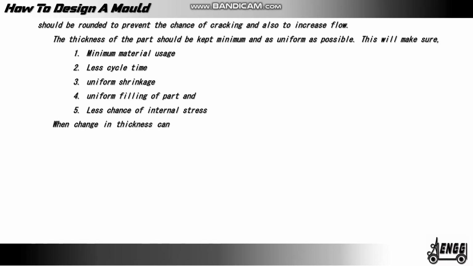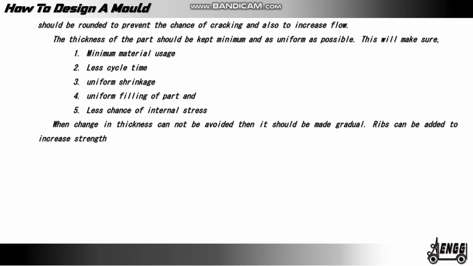The thickness of the part should be kept minimum and as uniform as possible. This will ensure minimum material usage, less cycle time, uniform shrinkage, uniform filling of the part and less chance of internal stress. When a change in thickness cannot be avoided, then it should be made gradual. Ribs can be added to increase the strength of a thin wall.